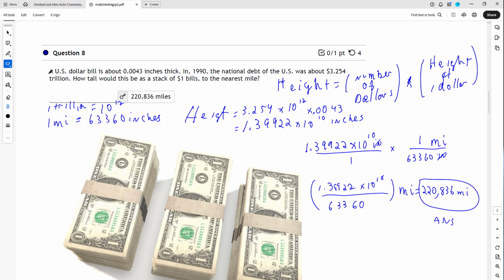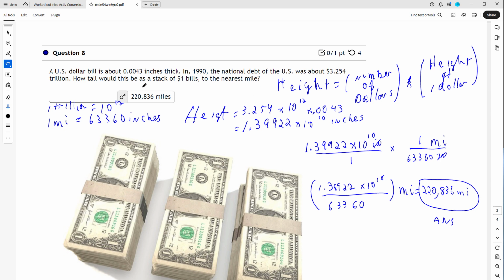Question 8. A U.S. dollar bill is .0043 inches thick. In 1990, the debt was $3.254 trillion. How tall will the stack of $1 bills be to the nearest mile? So the height is going to be the number of dollars times the height of each dollar. So the number of dollars is going to be 3.254 times 10 to the 12, which is 1 trillion, times the thickness, .0043 inches. So the height is 1.39922 times 10 to the 10th inches.